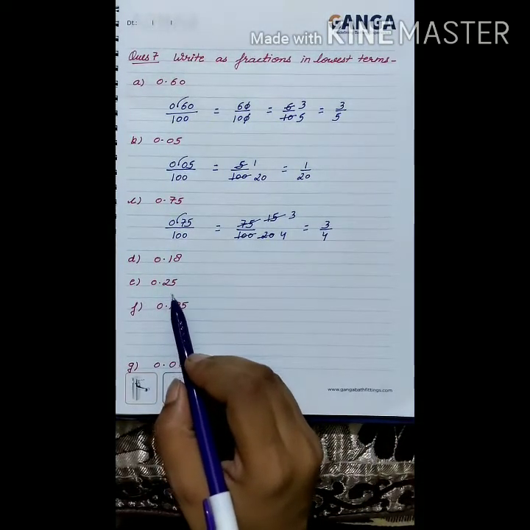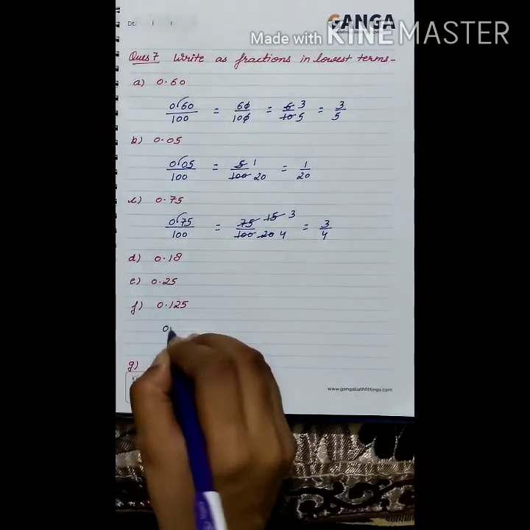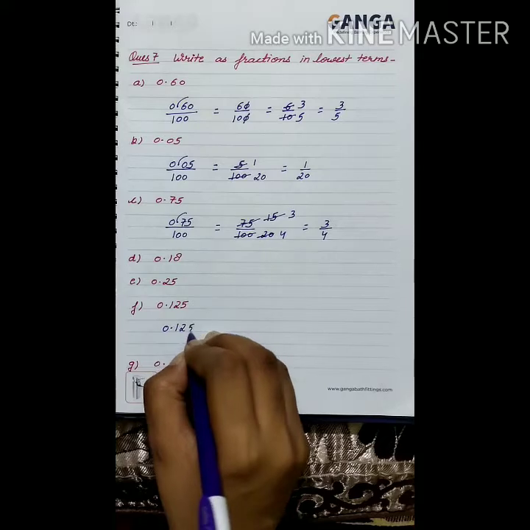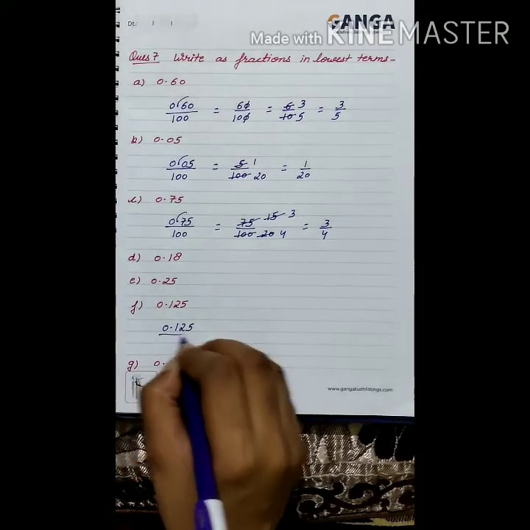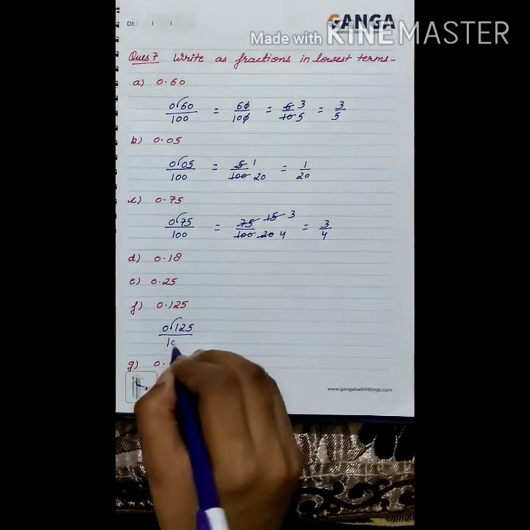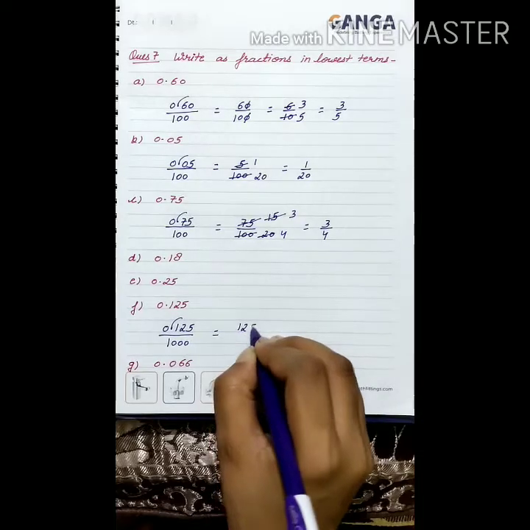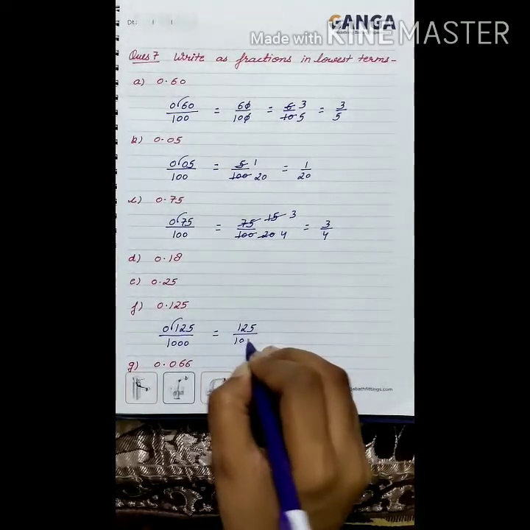Next two parts are your homework. Try to solve. F part, 0.125. Firstly, we will write 0.125. Here we have 3 digits after the decimal point. So we will remove the decimal and write 1000 in the denominator. Now it will become 125 divided by 1000.